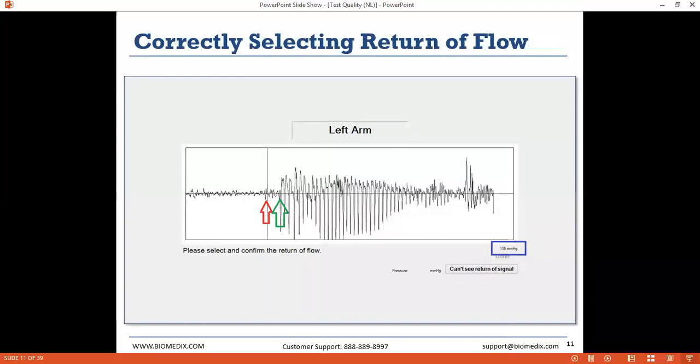What Can't See Return of Signal does is it gives you the computer's guess at the systolic pressure. If the computer's guess matches yours or is within a few millimeters of mercury, that's great. Move on with the rest of the test. If the computer disagrees wildly, more than 10 or so, then you're probably going to want to redo that study in order to get your data more in line.